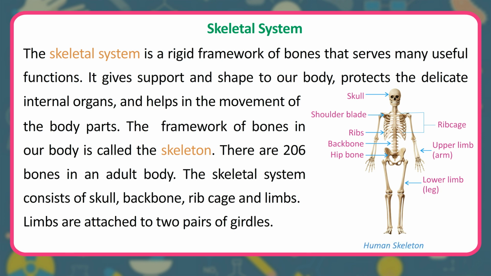Human skeleton. Skull. Shoulder blade. Ribs. Backbone. Hip bone. Rib cage. Upper limb, arm. Lower limb, leg.